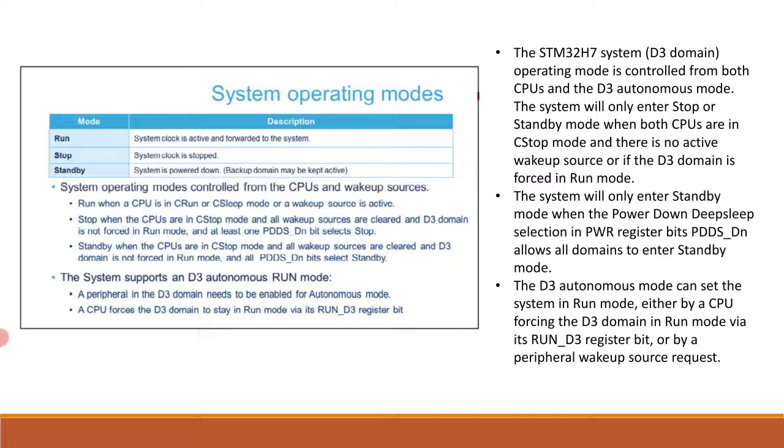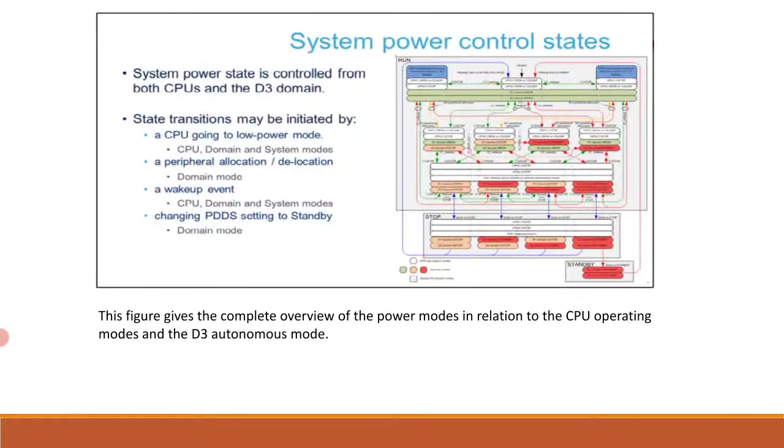The D3 autonomous mode can set the system in run mode either by a CPU forcing the D3 domain in run mode via its run_D3B register bit or by a peripheral backup source request. So system power control states are also available. The coming figure will give you the complete overview of power modes in relation to the CPU operating modes and the D3 autonomous mode. Here it is.